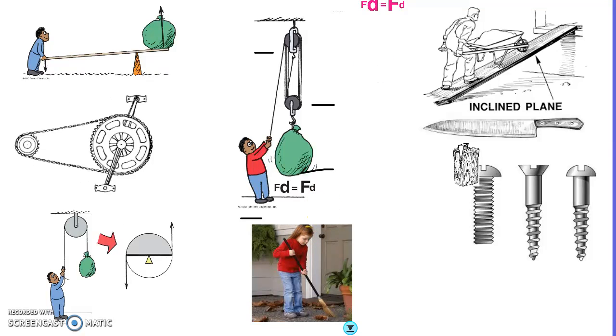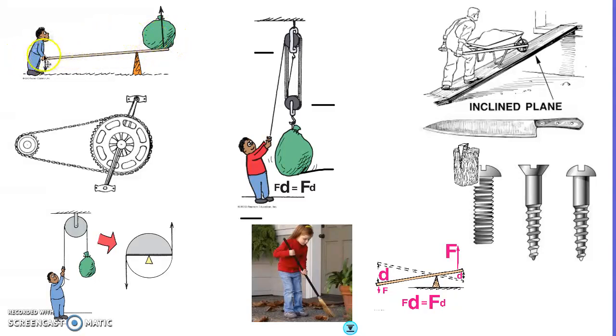Now, notice there are 2 types of work being done on a machine. If I'm pushing, let's just use this guy up here, if I'm pushing down on this end, I'm exerting a force, and it's making this go a certain distance. This is called the work input. I'm putting it into the machine. On the other side, the rock, or bag or whatever, is moving a distance because it has a force exerted on it. This force times distance is equal to the work output. So we have work input and work output.